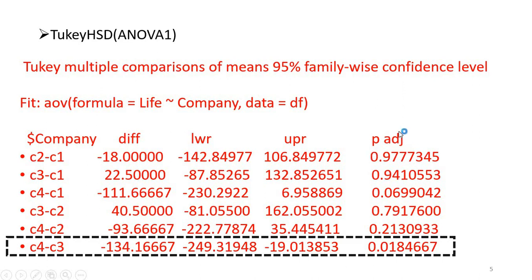And if you look at this adjusted P value, this is the P value which tells us about the significant difference between the companies. And none of the companies are significantly different from each other when compared in pairs. Only the difference lies in the last company. If you look at the P value, you find that the P value is 0.01, which is less than 0.05, that is 5% level of significance. So the lifetime of the bulbs of company 3 and company 4 differ significantly from each other. So that is the takeaway from this particular Tukey test.